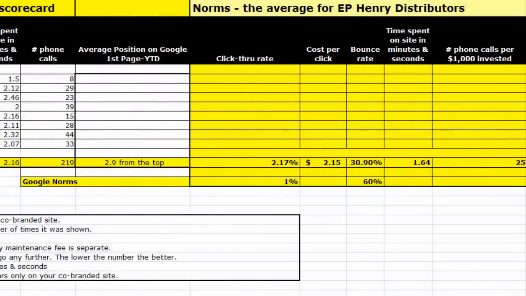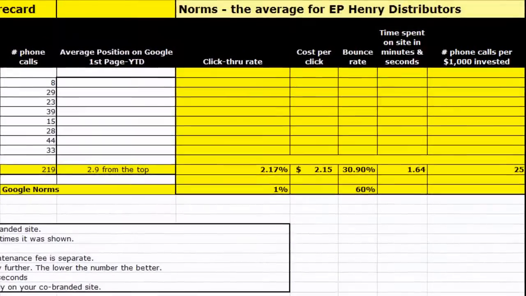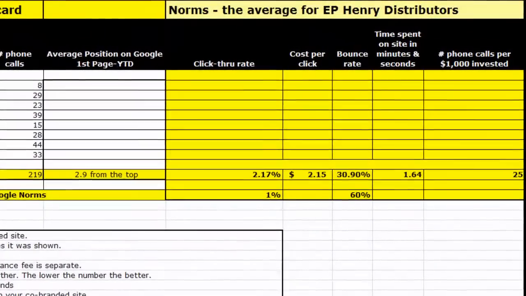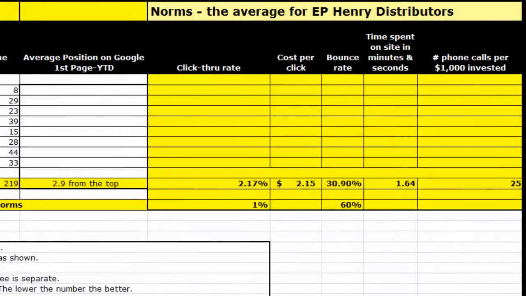In this particular column, we're looking at the norms, which is the average for all the E.P. Henry distributors that we do business with. So the average click-through rate, the average cost per click, the average bounce rate, the average time spent on the site, and the last column, which is important, is the number of phone calls per every $1,000 that was invested by the distributors for the time frame since May of 2012.